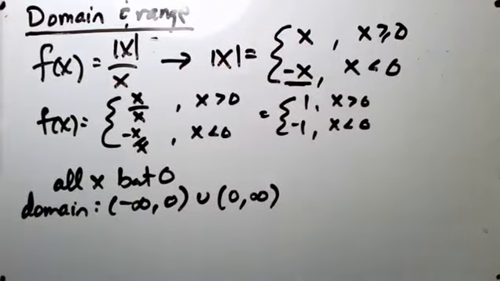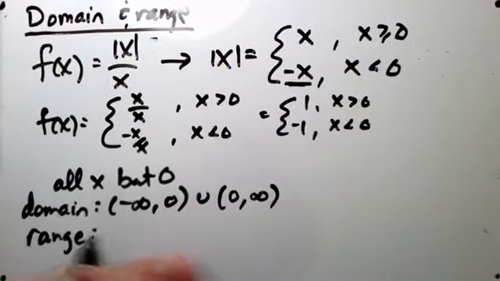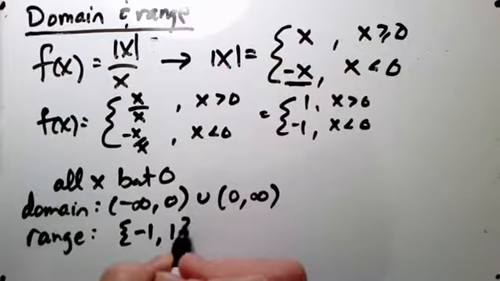And the range, what values can you get out? Well, I see 1 and minus 1. So the range, when we want to write isolated values, a good way to do it is to use the curly bracket notation that says that's a set. It's a set containing minus 1 and 1, just those two elements.